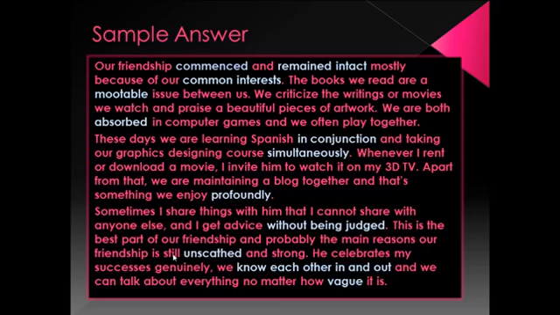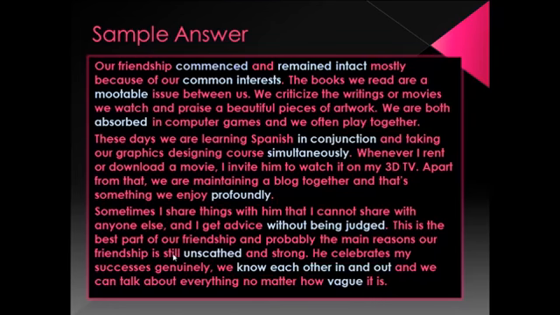These days we are learning Spanish in conjunction. So आजकल अपना time भी they are using it productively and they are learning Spanish together. We are here using a good vocabulary word which is in conjunction. And taking our graphics designing course simultaneously. अब स्पेनिश सीखने के साथ साथ they are also into graphic designing का course simultaneously, मतलब side by side. So स्पेनिश सीख रहे हैं और साथ ही साथ graphic designing का course भी सीख रहे हैं.